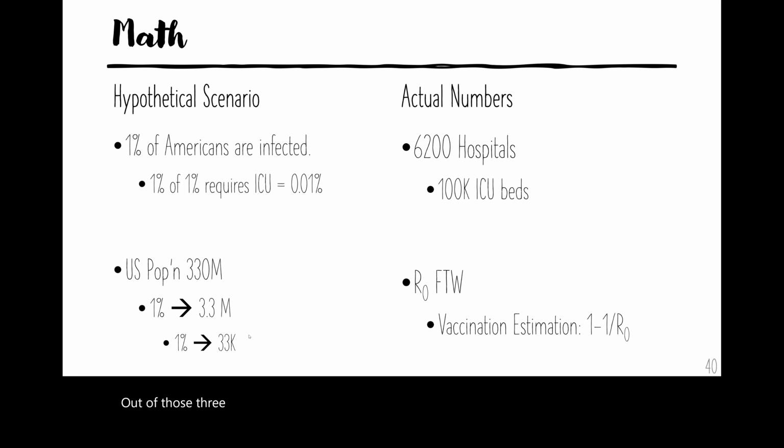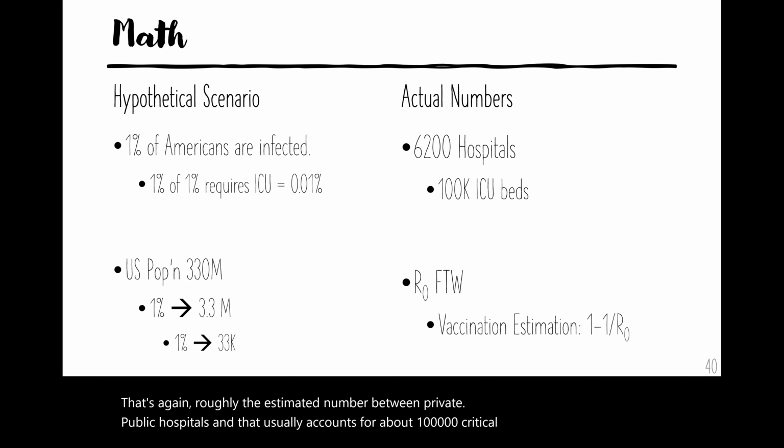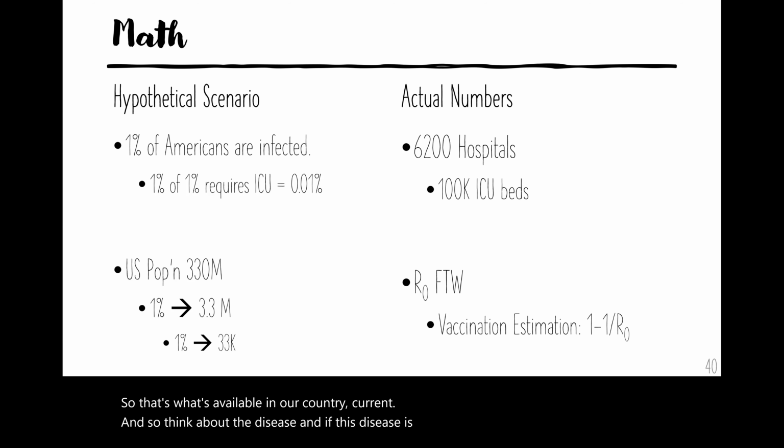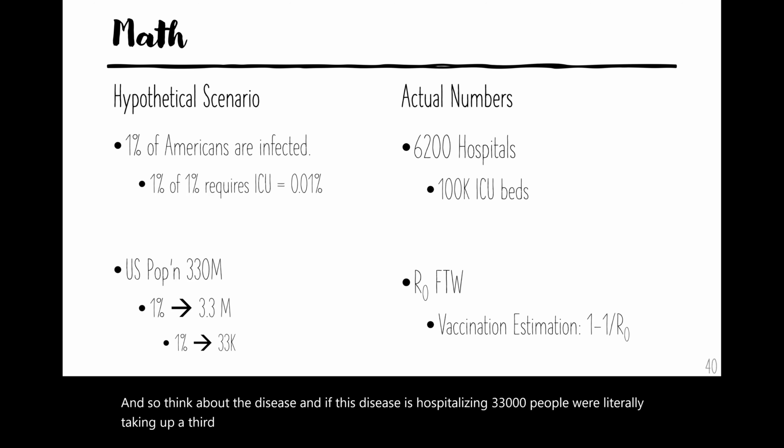Now, again, that may not seem like a lot, but I want you to understand that in the United States, we have roughly around 6,200 hospitals, okay? And that's, again, roughly the estimated number between private and public hospitals. And that usually accounts for about 100,000 critical care beds. So that's what's available in our country currently, right? And so think about the disease. If this disease is hospitalizing 33,000 people, we're literally taking up a third of the ICU beds.